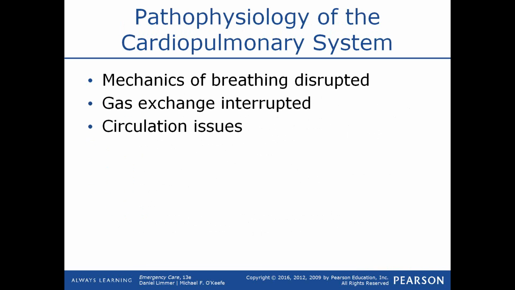Now, the cardiopulmonary system refers to the heart and the lungs. It's one thing to have the lungs as a place for the exchange of oxygen to occur, but you need a pressure to push that blood through the lungs, and that is done by the heart.